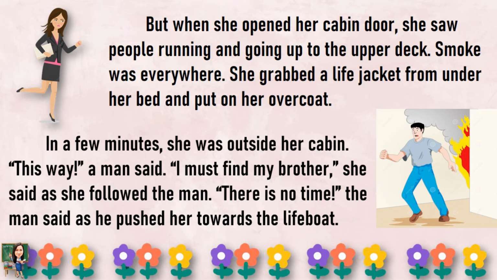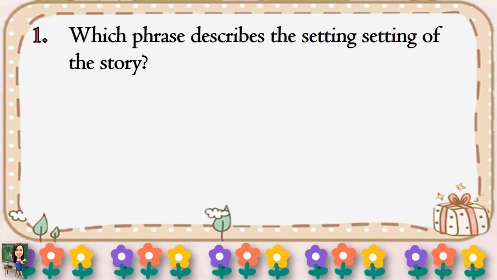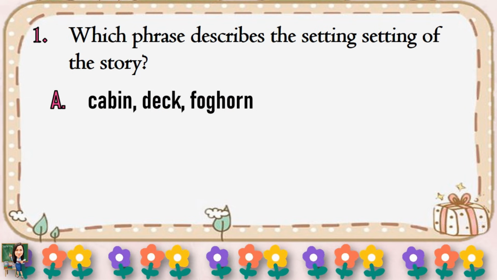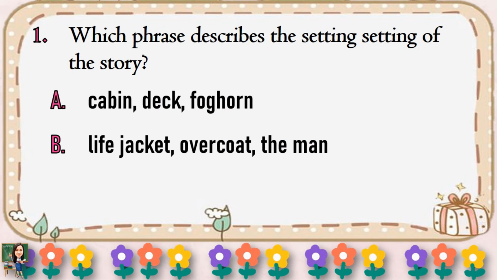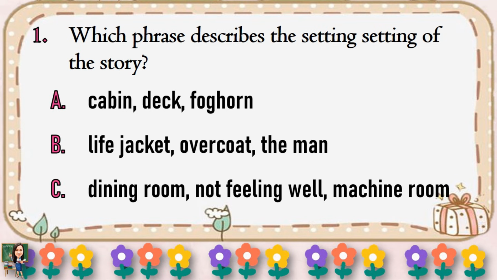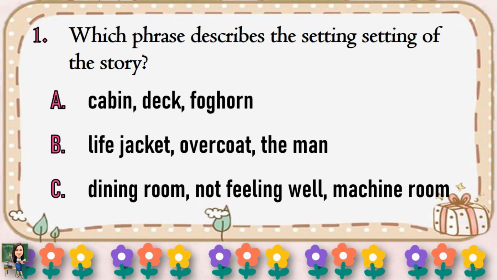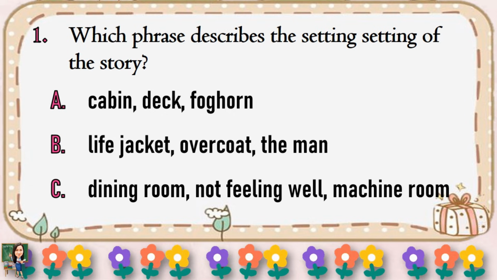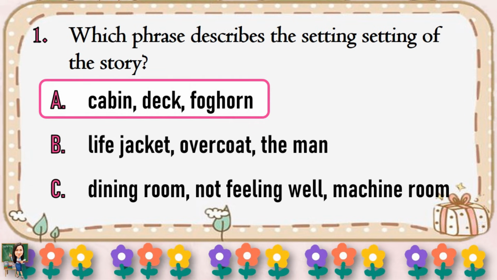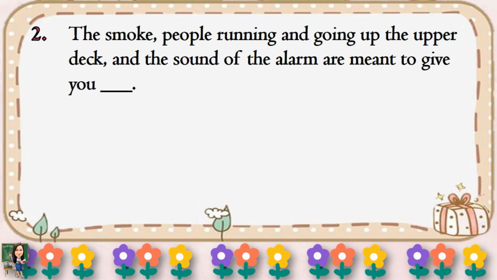And now let us answer the following. Number 1. Which phrase describes the setting of the story? A. Cabin, deck, foghorn. B. Life jacket, overcoat, the man. Or C. Dining room, not feeling well, machine room. What is the correct answer? Very good! The correct answer is letter A. Cabin, deck, foghorn.